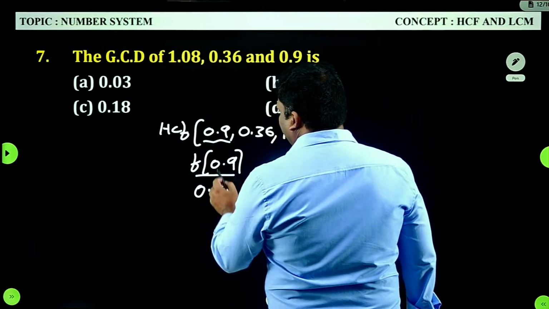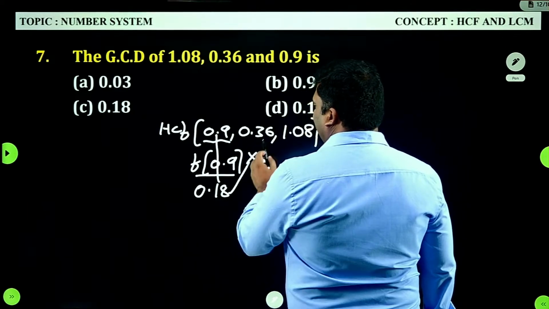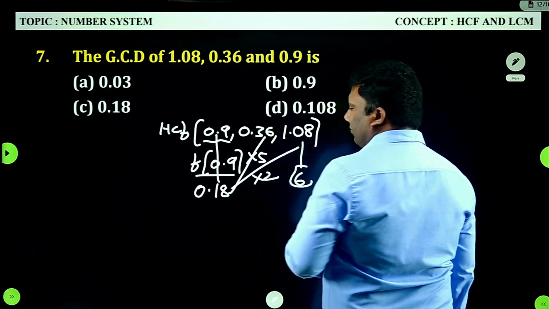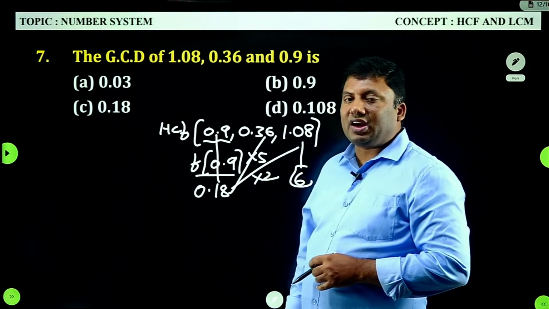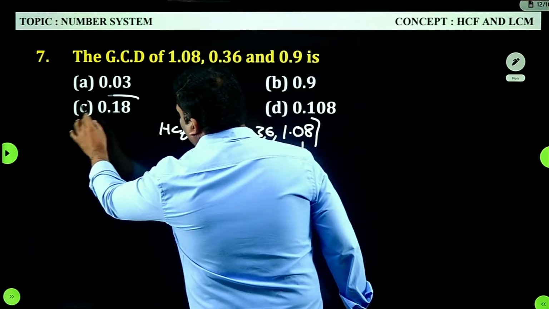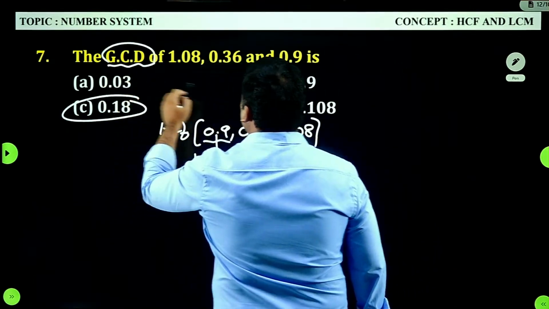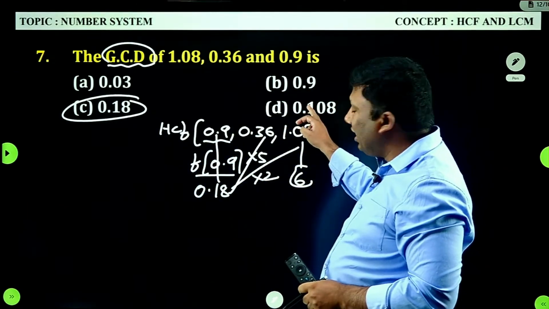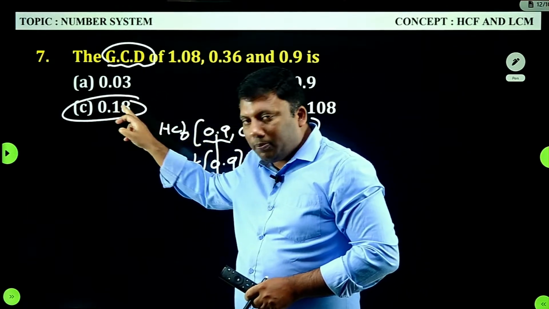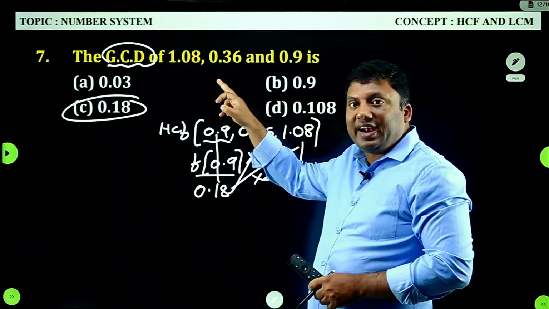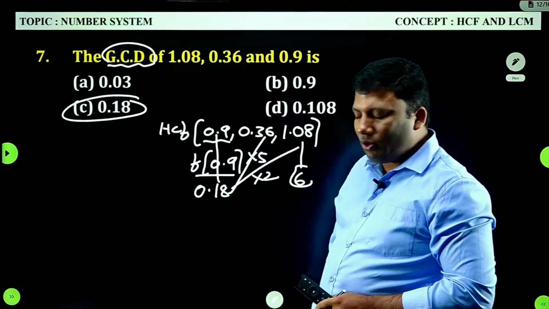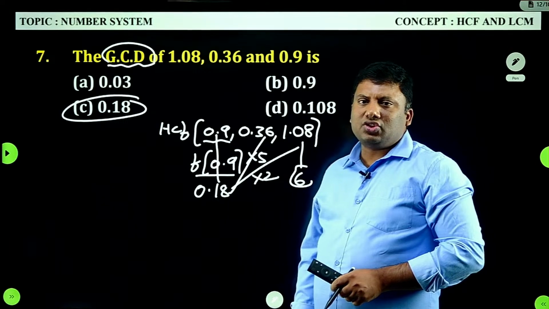0.18. 0.18 5s are 9. 0.18 2s are 0.36. 0.18 6s are 1.08. The answer should be a factor of 0.9. The largest factor of 0.9 is 0.18. GCD means greatest. Here it is 0.108, it is 0.9, it is 0.36, 0.18. Whichever is greatest, the largest I took is 0.18, a factor of 0.9. I hope the idea is very clear to you.